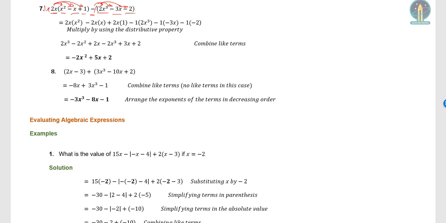Okay, so what do we get? So 2x times x squared, right? And then 2x times -x, and I carry the negative sign again. And then 2x times plus 1, so 2x times 1, right? Negative 2x times x, right? And then here minus 1 times 2x cubed, and then minus 1 times -3x, be careful, so -1 outside here times -3x, right? And then minus 1 times -2. So now we have kind of multiplied out the parentheses by using the distributive property.